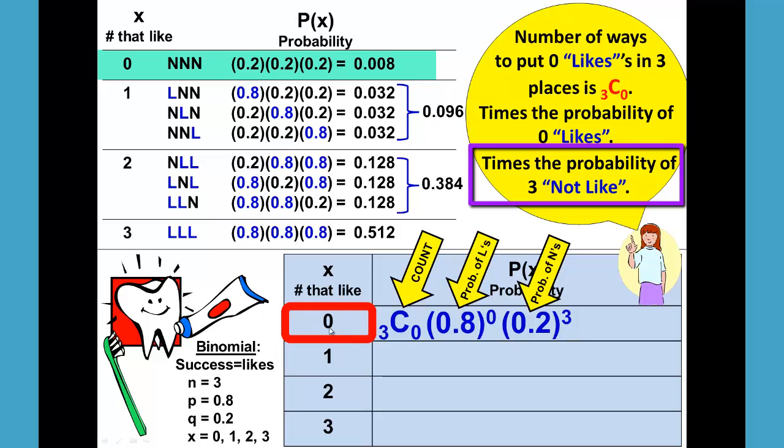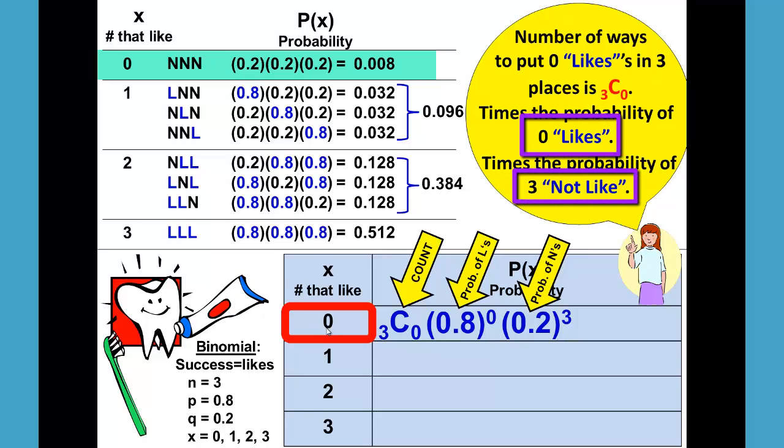If 0 students or children like the toothpaste, that means 3 students fall into the not like category. So we have 0 successes means 3 failures. And we can now use that to compute and get the 0.008.